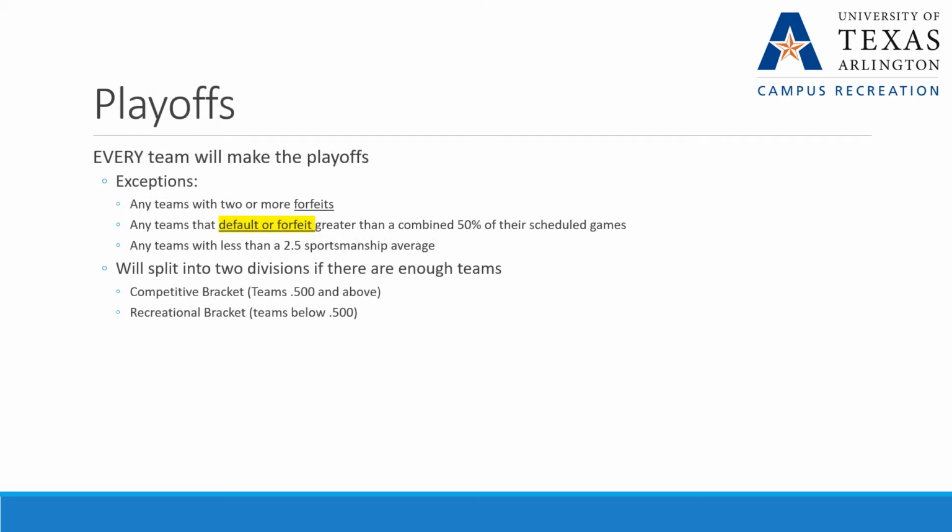Every team makes the playoffs, except for teams that have two or more forfeits, or teams that default or forfeit greater than a combined 50% of their scheduled games, or any teams with less than a 2.5 sportsmanship average. If there are enough teams, there will be two divisions: a competitive bracket with teams that have a win-loss record above .500, and teams that have a win-loss record below .500 will go into the recreational bracket.